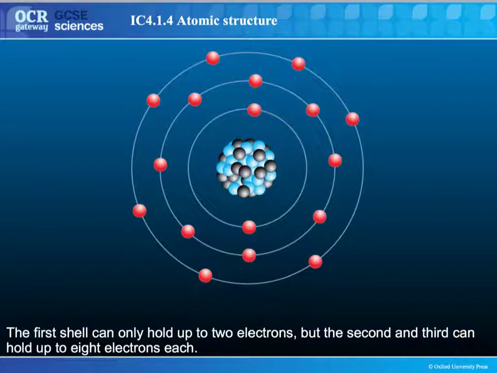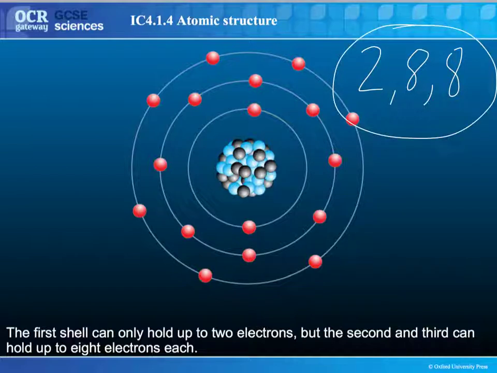Basically, whenever you're doing atomic and electron structure, the sequence that you must remember above all others is the sequence 2, 8, 8. This tells you the number of electrons in each shell and is absolutely vital for you to work out where the electrons are positioned in any atom.